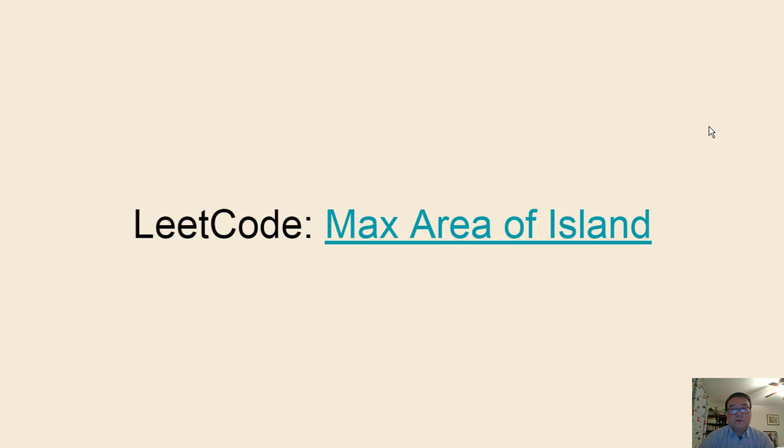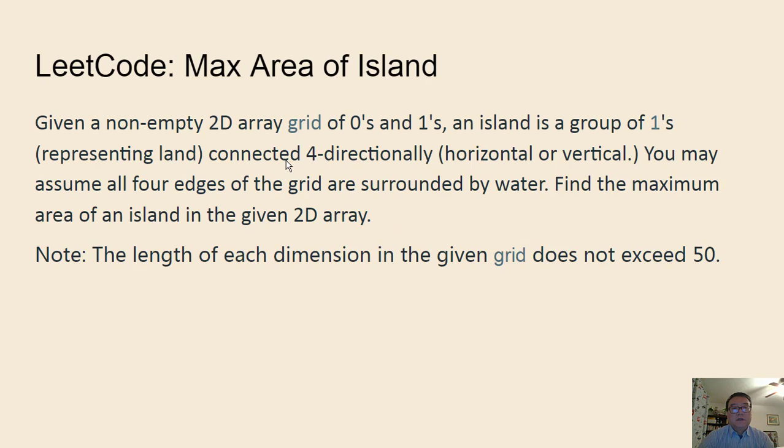This is a LeetCode problem called max area of island. We are given a 2D array grid of zeros and ones, and an island is defined as a group of ones that are connected. These ones represent the land, and by connection we mean four-way connection, so horizontal or vertical. You may assume that all four outside edges are surrounded by water. And the goal is to find the maximum area of an island in the given array.